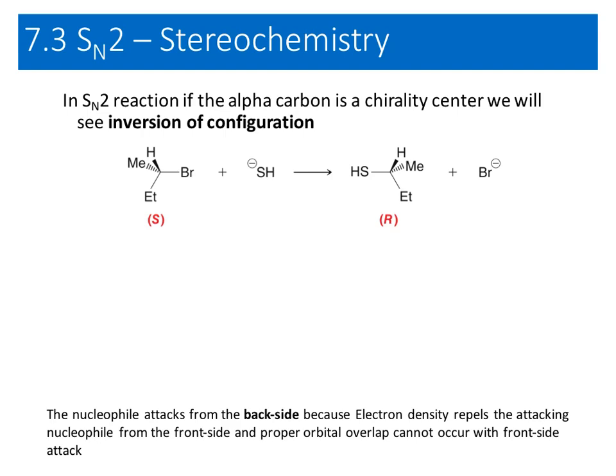In SN2 reaction, if our alpha carbon is a chirality center, we will see inversion of configuration, meaning that if the alkyl halide shows S configuration, the product will show R configuration and vice versa. So why do we see inversion of configuration? Here is an example that shows inversion of configuration. Let's draw the mechanism for this reaction to understand this concept better.